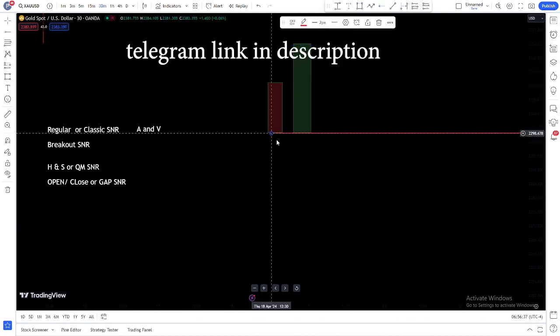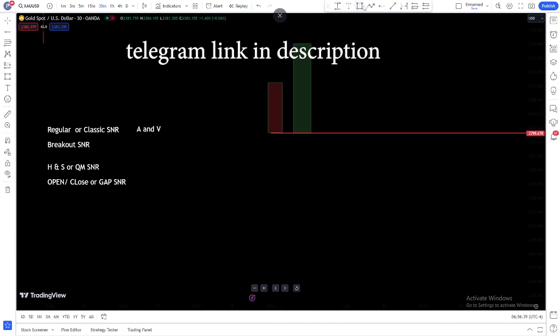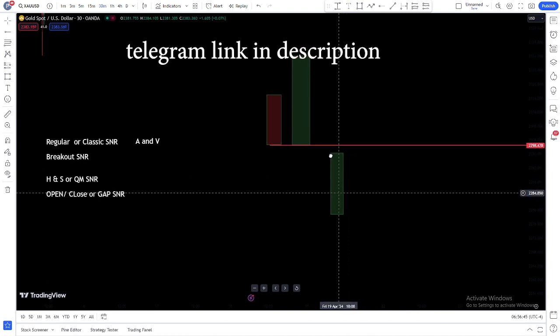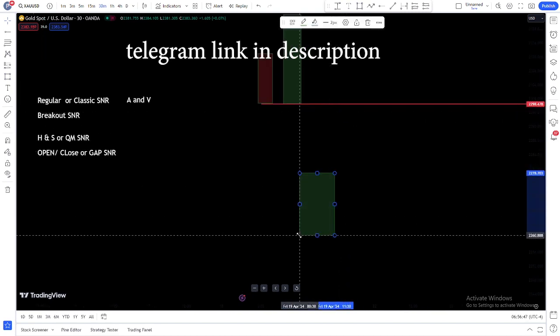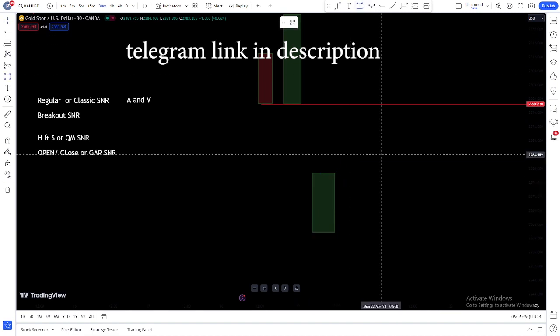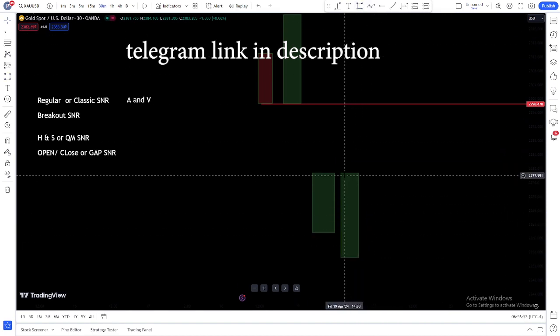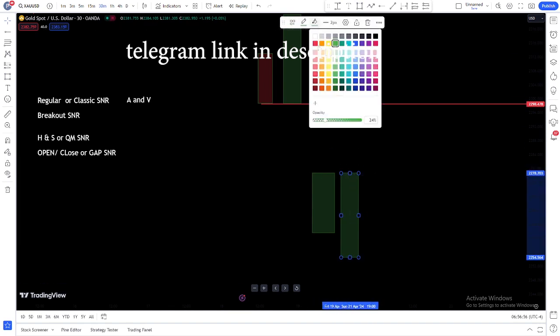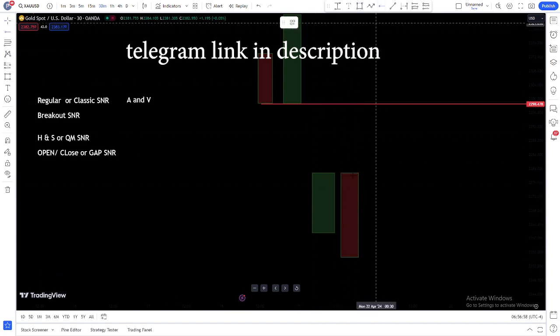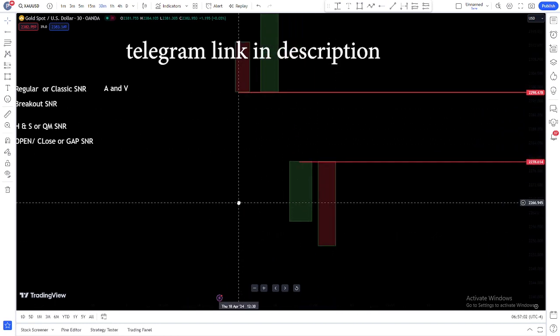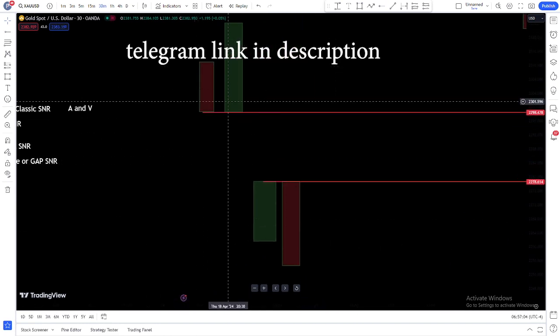And if we draw this bottom like this, we are going to have a V shape. And if we have a green candle here, and a red candle eventually here, we are going to have this kind of A shape. So how are we going to call it an A shape and V shape? This is the A shape and V shape. Also, we are going to call it a regular or the classic SNR.